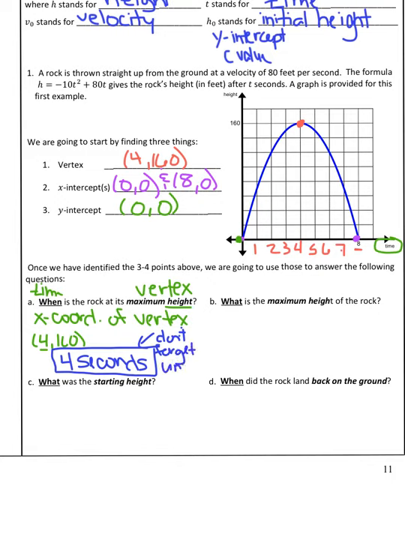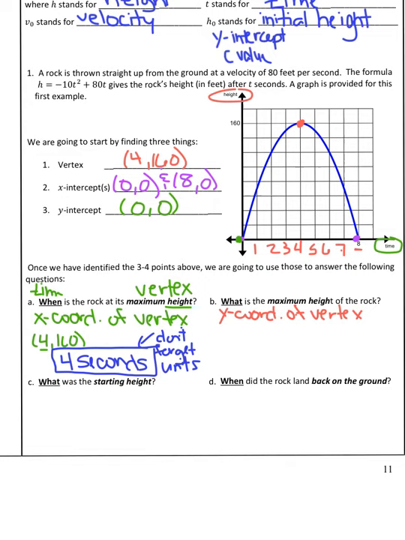It's a word problem. Word problems always need to have units on their answers. So the when it's at maximum height is the x-coordinate of the vertex. Maximum height is the vertex. The y-coordinate of the vertex is going to be the what, right? The what, the maximum height, is going to be the y-coordinate of the vertex, because height was the y-axis.